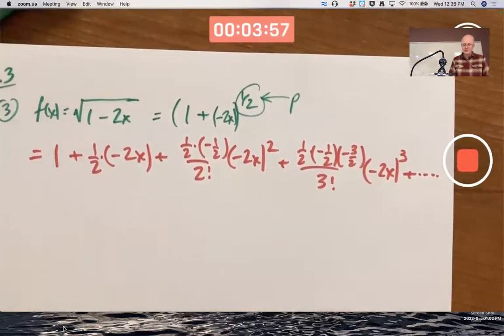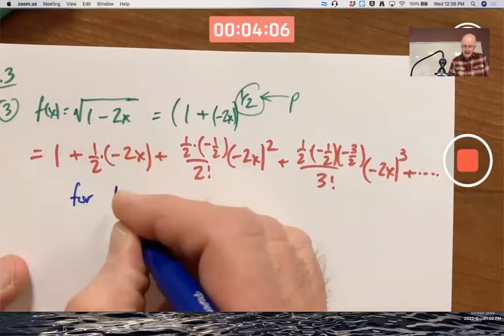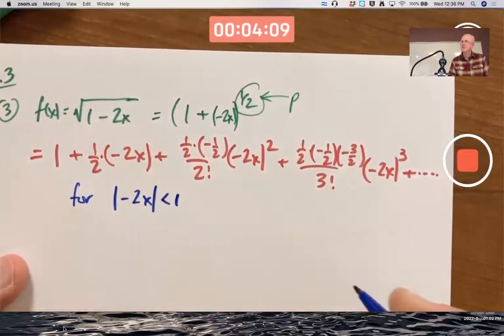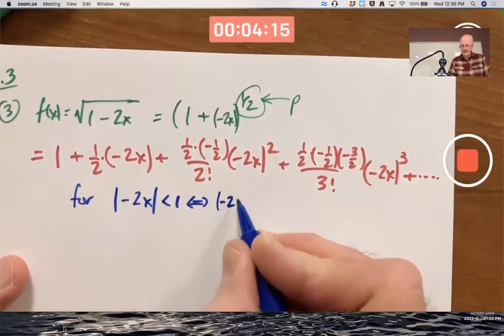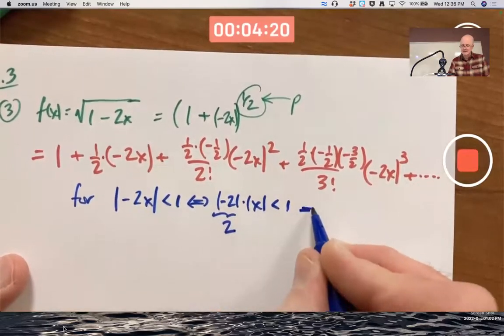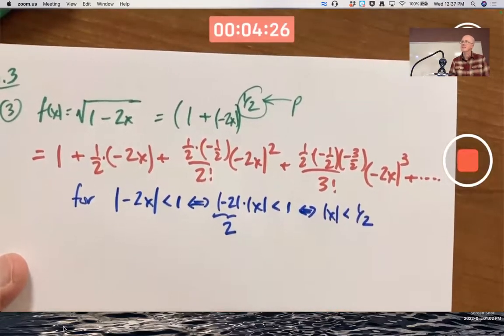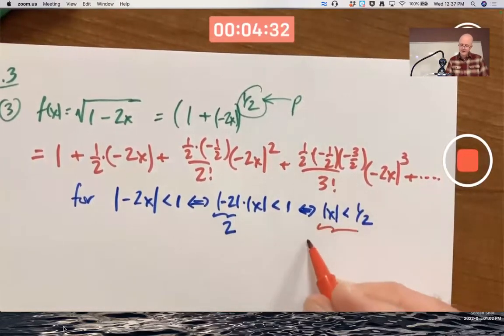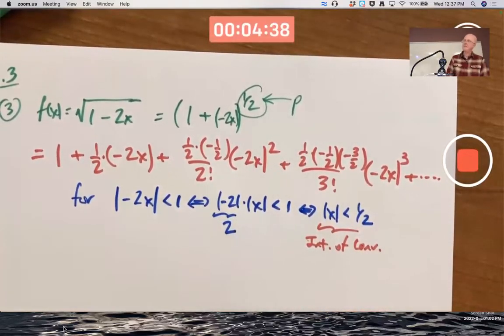And what is the interval of convergence? Again, the thing playing the role of x, in this case, negative 2x, has to be between negative 1 and 1. Or if you prefer, the absolute value of that quantity has to be less than 1. The absolute value of negative 2x is the same as the absolute value of negative 2 times the absolute value of x. And that's positive 2. So this is the same as saying the absolute value of x itself is less than 1/2. That's the interval of convergence. Int of conv means interval of convergence.